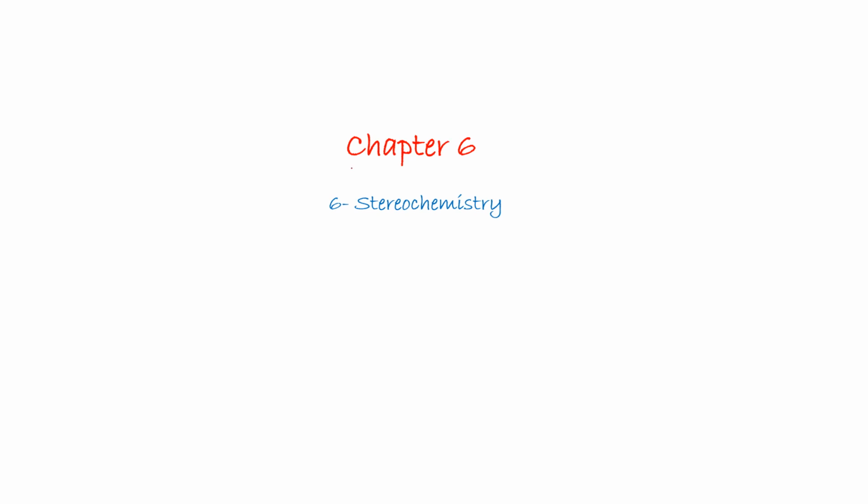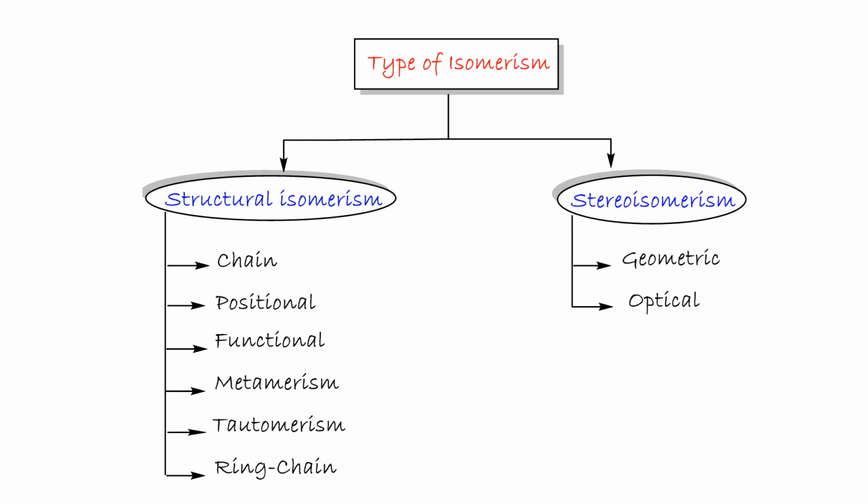Today we will start on chapter 6, Stereochemistry. Isomers are compounds with the same molecular formula but different in molecular arrangement. We can classify the type of isomerism into two different types, structural isomerism and stereoisomerism. In structural isomerism, we have chain, positional, functional, metamerism, tautomerism, and ring chain. In stereoisomers, we have geometrical isomers and optical isomers.